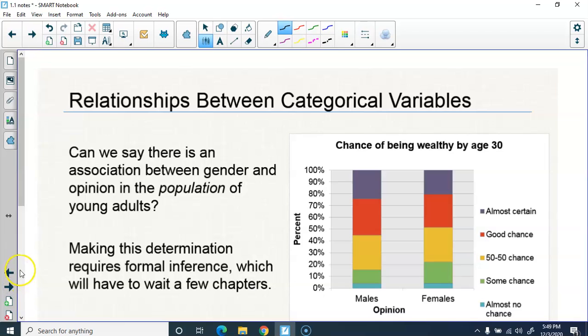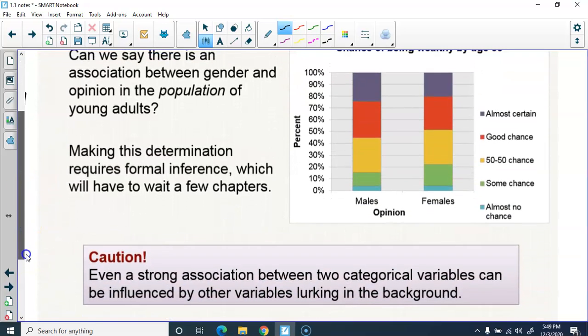So can we say that there's an association between gender and opinion in the population of young adults? Making this determination requires formal inference, which we have to wait a little bit before we can make any conclusions there. But even a strong association can be influenced by lurking variables. There could be something else going on, and the reason opinions might be different might not be because of gender. There could be some other reason lurking around there.